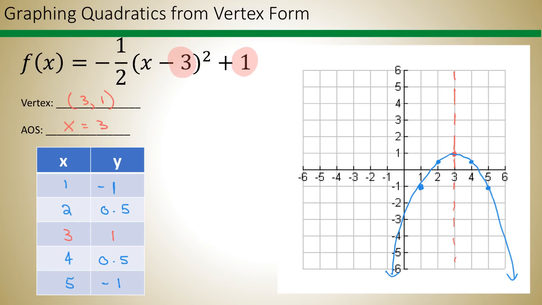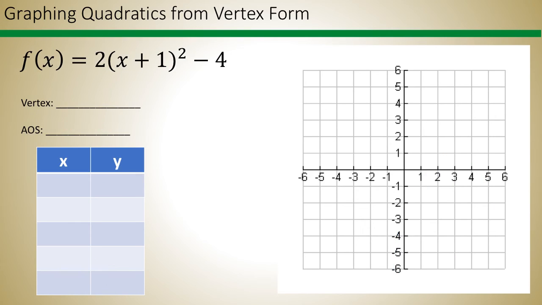And notice that this one is facing down, and that's because we have a negative that is making it reflect over the x-axis. And it also is wider, and that's because it is being shrunk vertically. Okay, so there is our function. All right, here's one more.